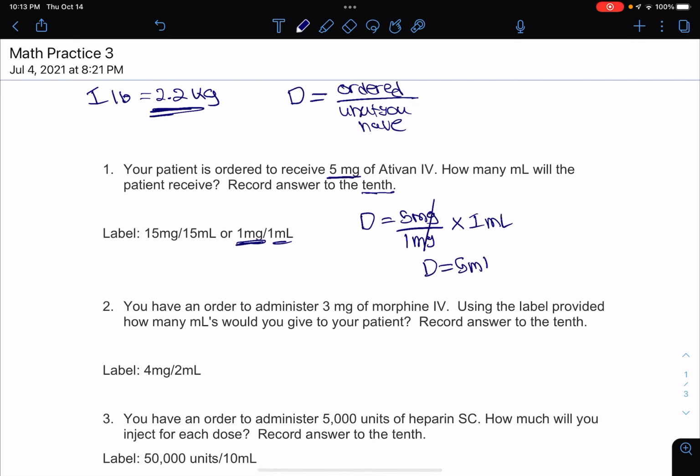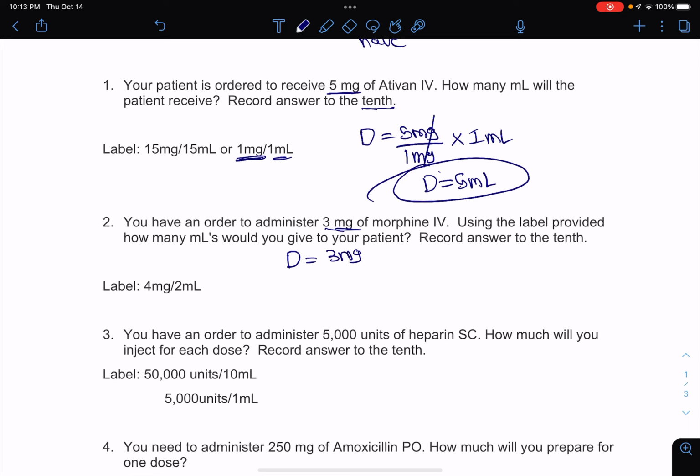You have an order to administer 3 milligrams of morphine. How many mLs will you provide to your patient? Record answer to the nearest tenth. There's 4 milligrams per 2 milliliters. So our desired dose is the 3 milligrams we want over 4 milligrams total in the bottle. And this time we're going to multiply this by 2 mLs. Let me get my calculator out because sometimes I'd be stupid. 3 divided by 4 is 0.75. Multiply that by 2, and round to the nearest tenth, you get 1.5 milliliters.